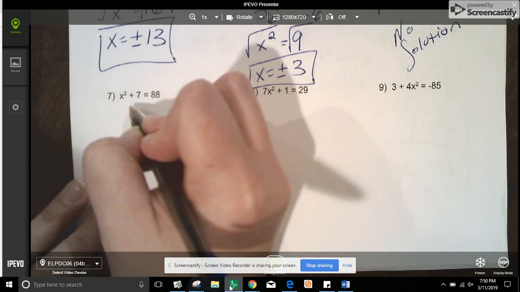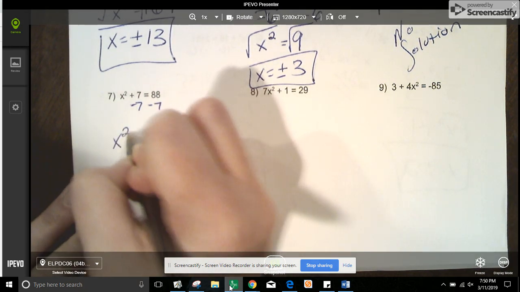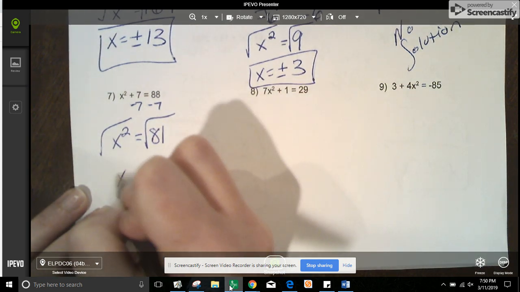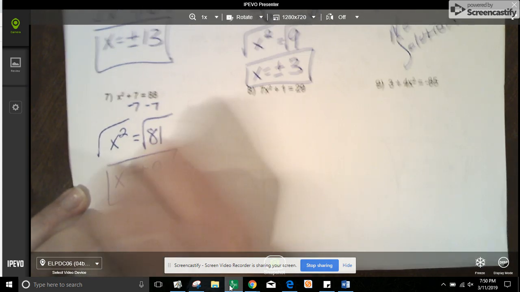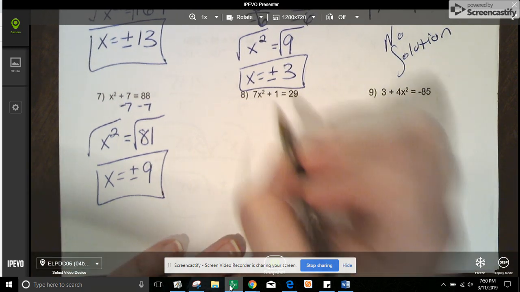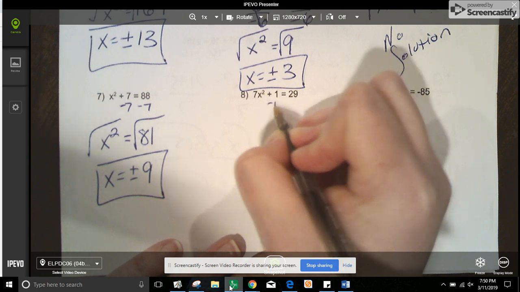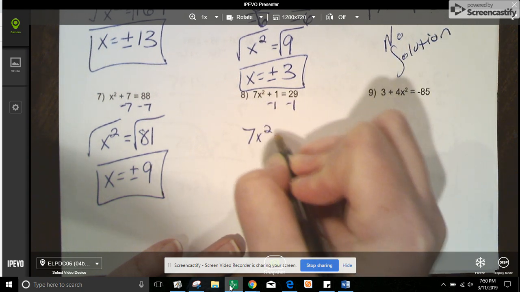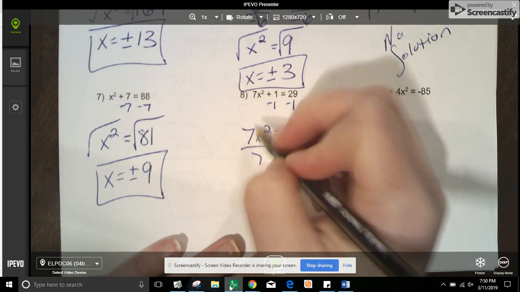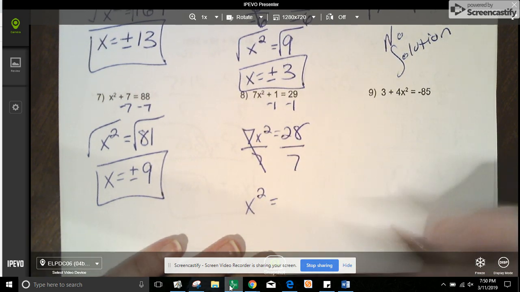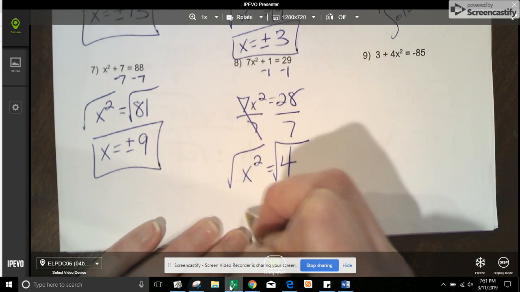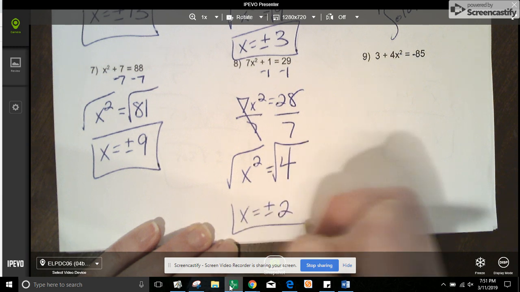Number 7, you would subtract 7. So x squared equals 81. Square root it. So x equals plus or minus 9. Number 8, get x alone. So I would subtract 1. Divide by 7. x squared equals 4. Square root. So x equals plus or minus 2.